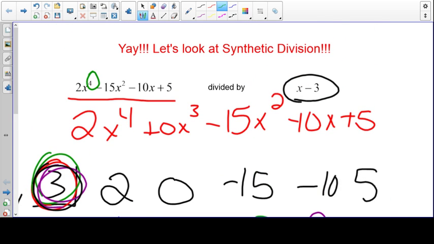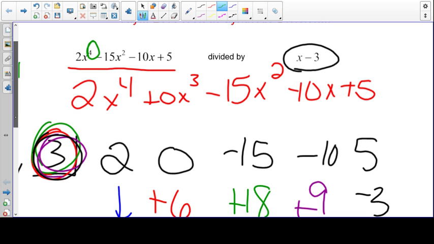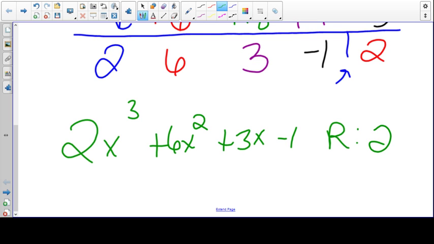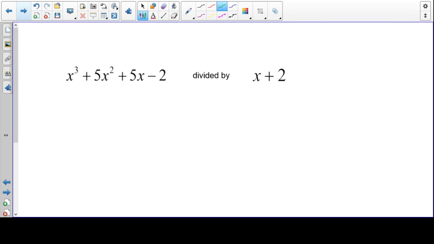we originally started with this fourth, so the whole point of synthetic division is to reduce our polynomial down to the next smallest exponent value. So we have 2x to the third plus 6x squared plus 3x minus 1 with a remainder of 2. So what that is saying is I divided my polynomials based on just the coefficients. So let's go ahead and take a look at the next one.